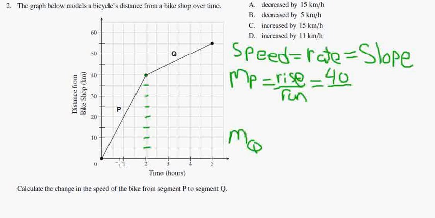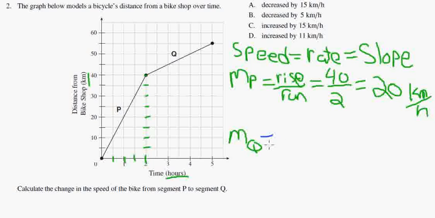Our run goes from 0. It looks like it's going 4, but it's actually not. It's only going 2. So we have a run of 2. This tells us that the slope of line P is 40 divided by 2, or 20. And because it's an actual physical value, this will be kilometers per hour, because the rise has units of kilometers and the run has units of hours. So 20 kilometers per hour.